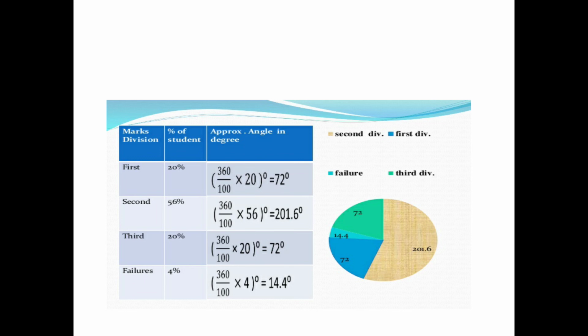In this way, you have to find out the area of the circle. Then you can give different colors. See here, for first class they have given one separate color, for second class one color, for third class one color, and for failures they have given a color, so that you can easily understand. Also you give the key, what color represents what. Here they have given the key, like that you have to give it.